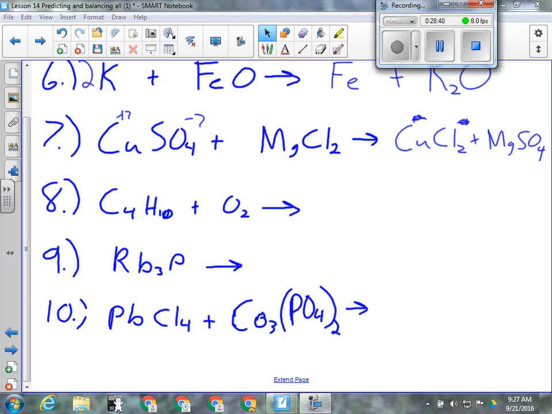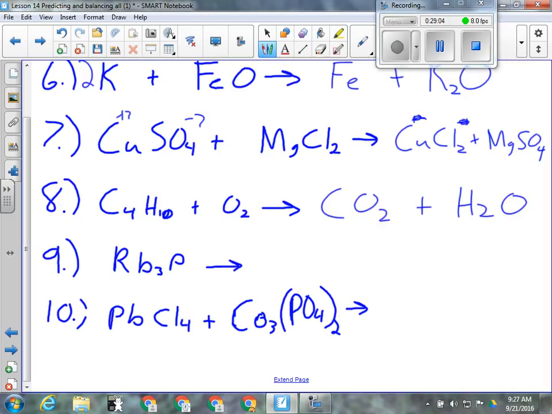Okay, number 8. I've got butane, that's what that stuff is. It's the stuff that's used in lighters. It is reacting with oxygen. What kind of reaction is it? Combustion reaction. I've got carbon, hydrogen, and oxygen as my reactants. It's got to be combustion, which means the products are given. They're carbon dioxide and water. I don't have to do anything else in terms of dropping and swapping or looking for any of that.